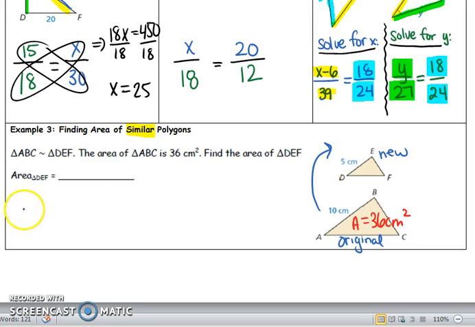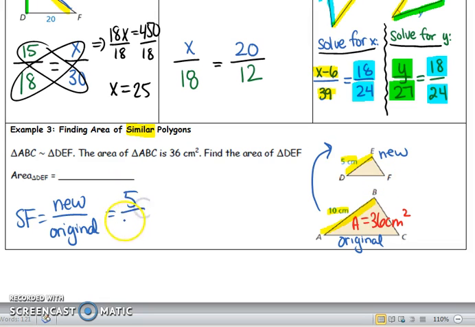So using this idea that scale factor is the new divided by the original, I'm going to use the two corresponding sides, which is 5 centimeters here and 10 centimeters here. For the new it is 5, and for the original it's 10. 5 over 10 reduces to 1/2. So that means my scale factor is 1/2. So that means that to get from triangle ABC to triangle DEF, I would need to scale the side lengths by 1/2. Now, remember that area doesn't get scaled by the scale factor. Area gets scaled by the scale factor squared.